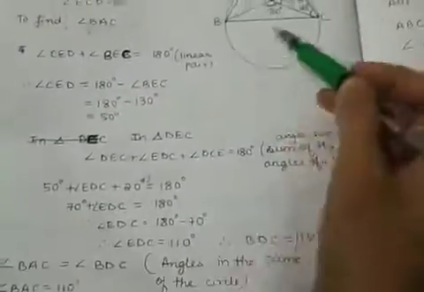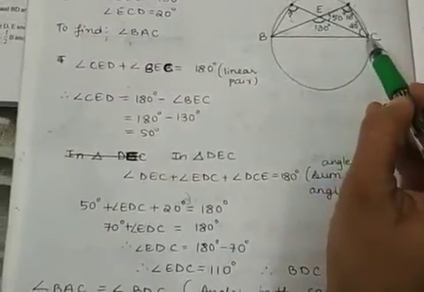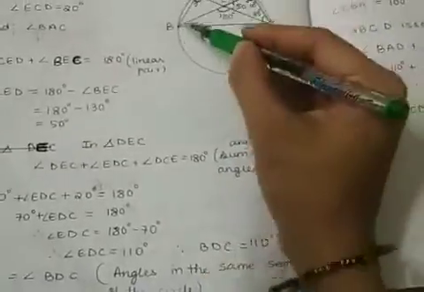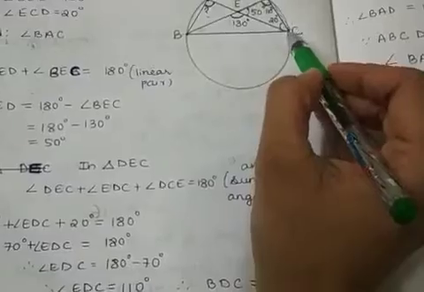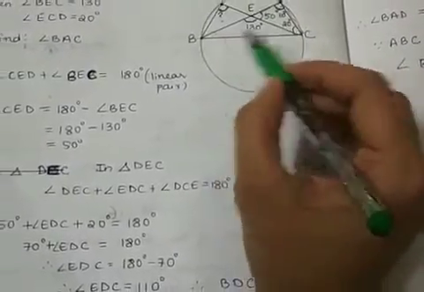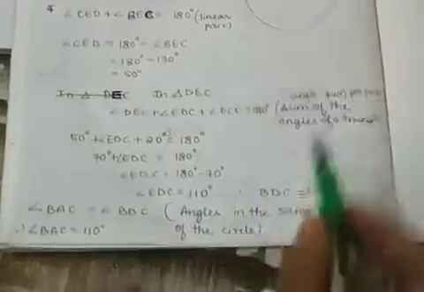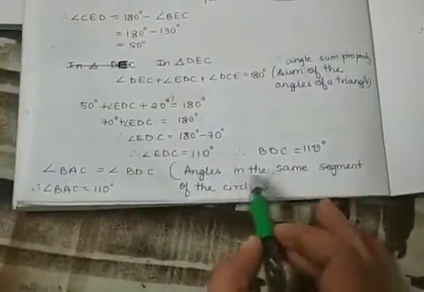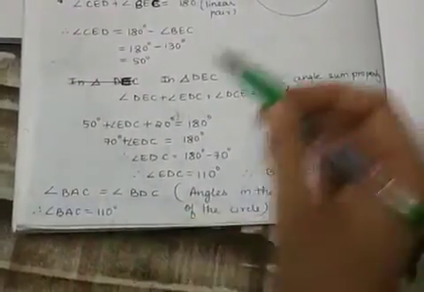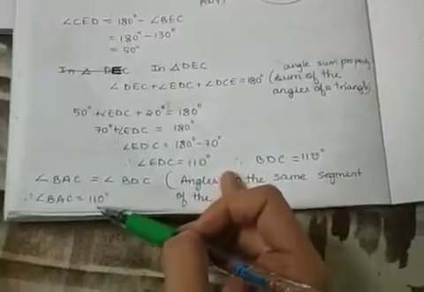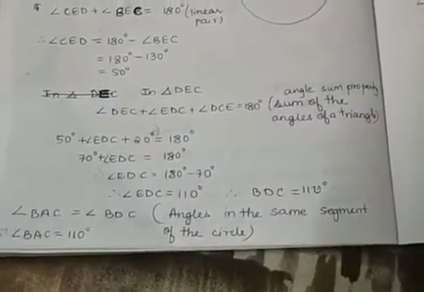Now this angle means angle BDC also, right? So angle BDC is also 110 degrees. Now angle BAC is equal to angle BDC, right? Angle BAC is equal to angle BDC because of angles in the same segment of the circle. That theorem we are using here. Therefore angle BAC will be equal to 110 degrees. So this is what we had to find.